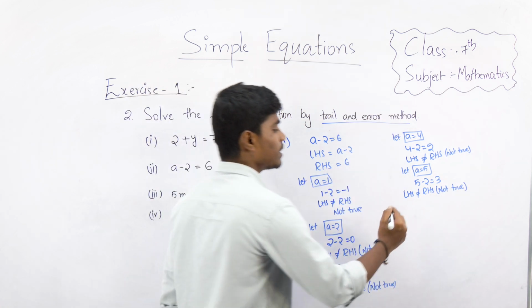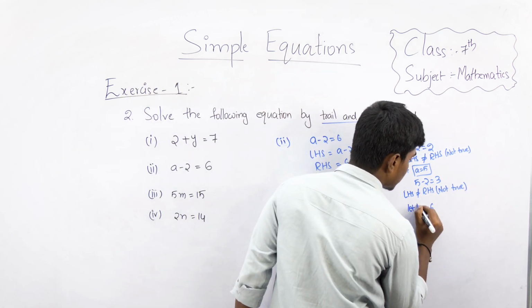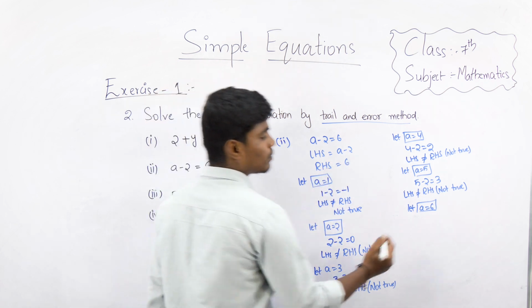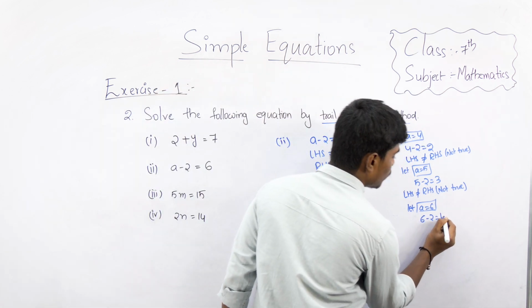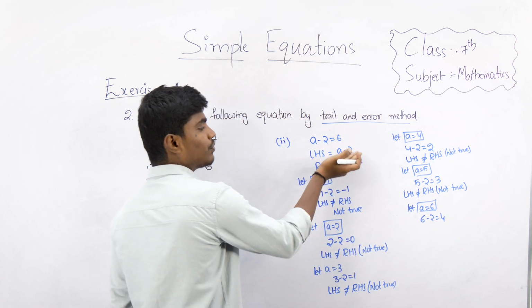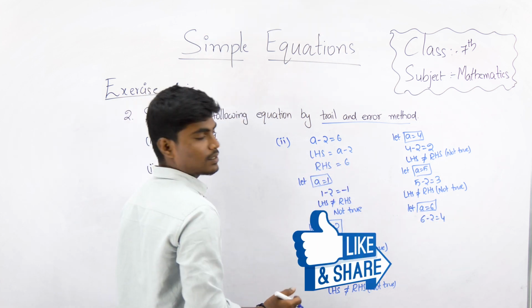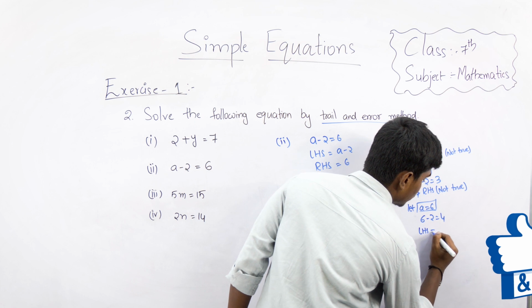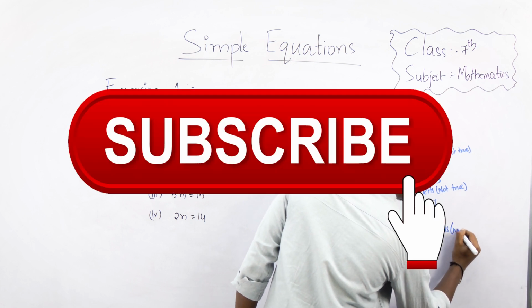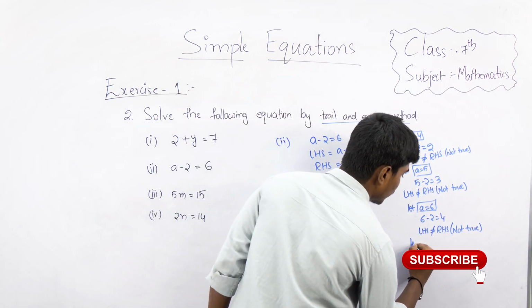Let a equal to 6. 6 minus 2 is equal to 4. Here LHS is 4, RHS is equal to 6. So LHS is not equal to RHS. So not true.